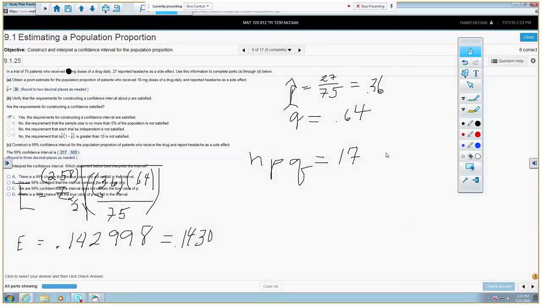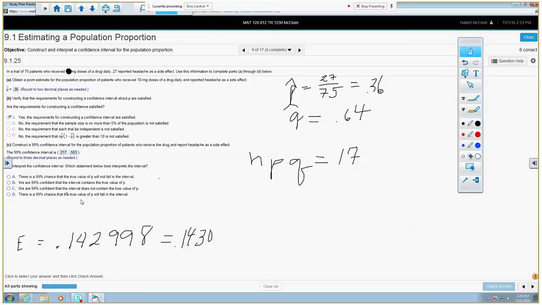Interpret the confidence interval. What does that mean? Just like I said, I am blah, blah, blah confident that it's going to fall between 22 and 50%. Which one of those say that I am 99% confident that it's going to fall between 22 and 50%? I like D myself. What do y'all think?